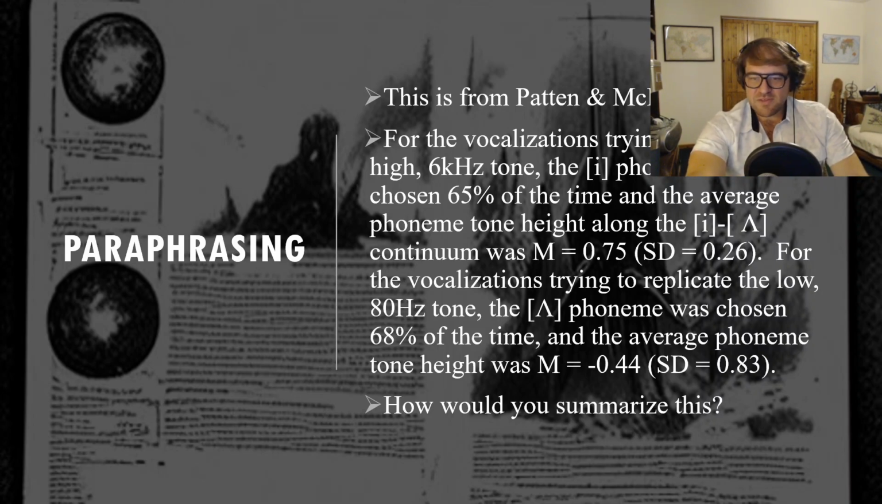The E phoneme was chosen 65% of the time, and the average phoneme tone height along the E continuum was 0.75. That's not really something you need to know about. The first part is, for the vocalizations trying to replicate the low 80 hertz tone, the phoneme was chosen 68% of the time. And then there's stuff about tone height. So let's go through that again with just what you need to know. For the vocalizations trying to replicate the high 6,000 kilohertz tone, the E phoneme was chosen 65% of the time. For the vocalizations trying to replicate the low 80 hertz tone, the phoneme was chosen 68% of the time.